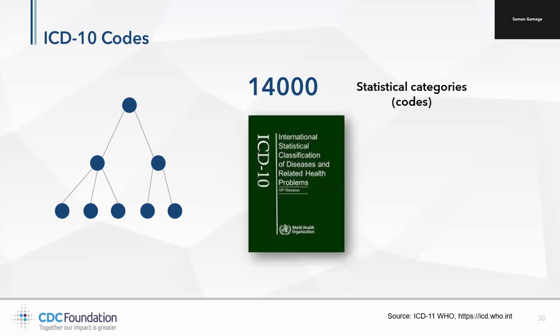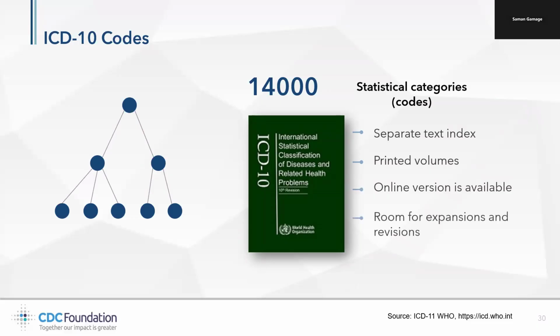If you compare ICD-10 with ICD-11, ICD-10 has nearly 14,000 statistical categories. That means codes. And then you have to use a separate text index. Volumes are printed volumes. An online version is available, but for coding, you will have to use the printed volumes or PDF versions, and there is room for expansion and revision.